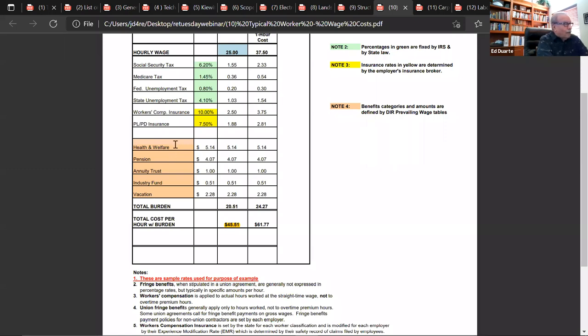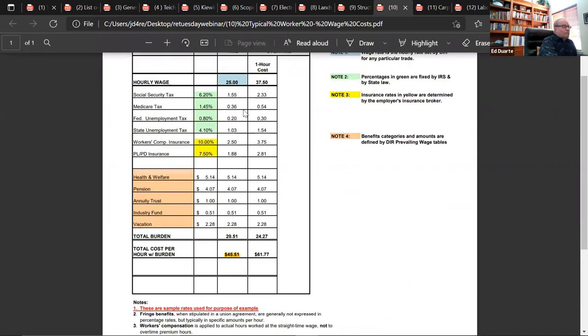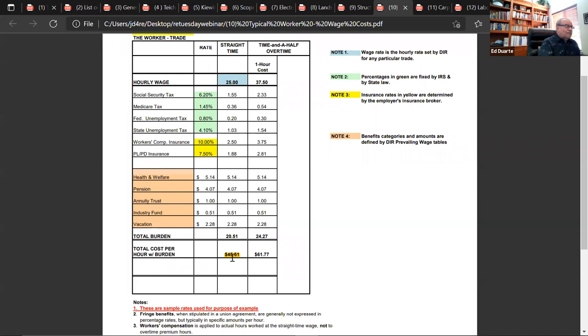Health and welfare is what all of us call medical. Pension, annuity trust, industry trend, vacation. Those are always given in terms of dollars or pennies, and you simply plug them in and kick them over to the straight time column. When you add them all up, this $25 an hour person actually costs you $45.51. So I'm going to emphasize again, if you don't know what your people are truly costing you, all you have to do is plug this in.